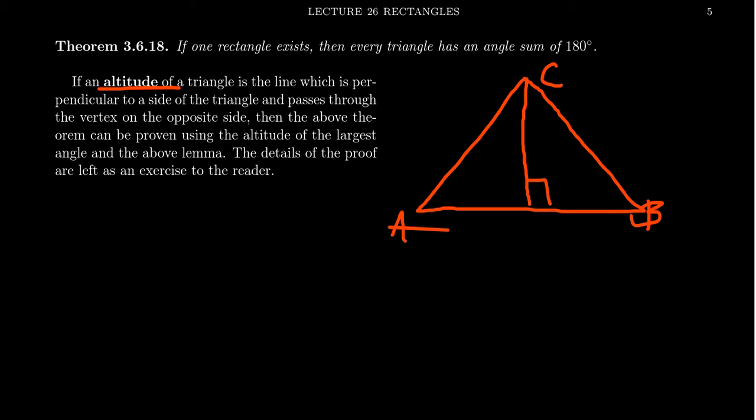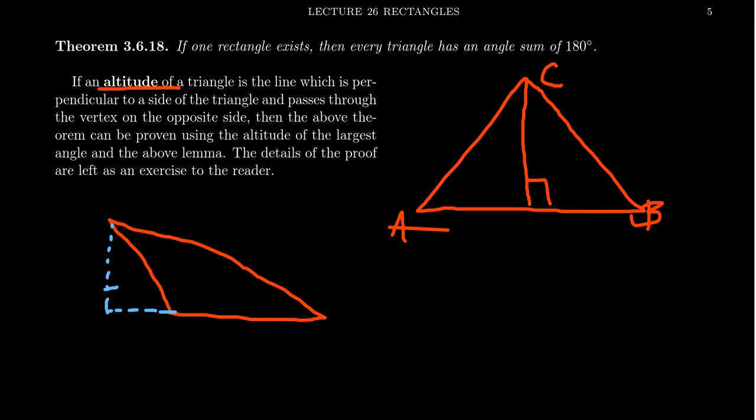Now, there's a little bit of an issue here, though. When it comes to altitudes, it's very possible that an altitude might live outside of the triangle, like something like this. And so if one's constructing an argument using altitudes, you have to be careful that your altitude is interior to the triangle so that it actually dissects it into two right triangles. Otherwise, the trigonometry is going to get a little bit more complicated here. Now, the good news is if you always focus on the largest angle, then the associated altitude will always be interior to the triangle. The next theorem will actually supply an argument for that.